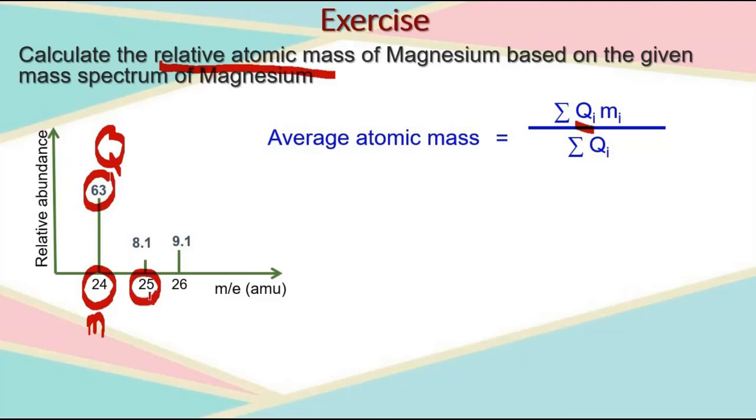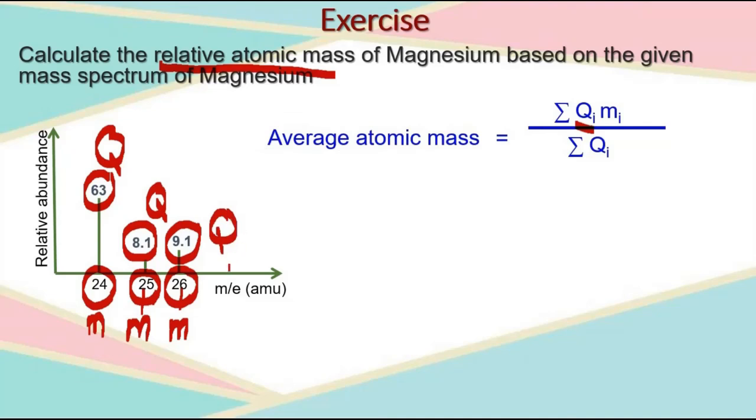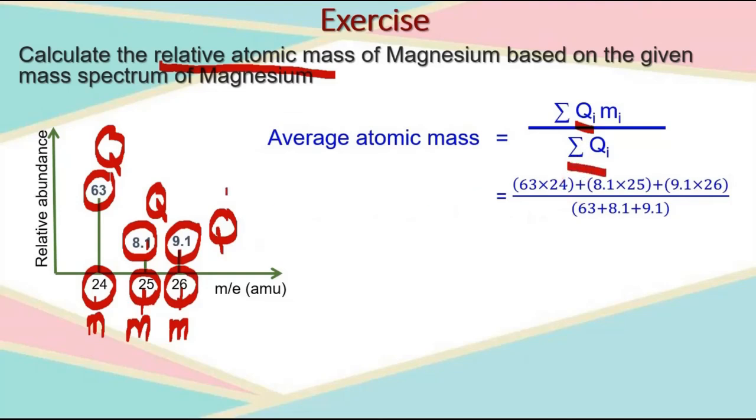For 25Mg, 25 is the M. 8.1 is the Q for the 25Mg. And for 26Mg, we have 26 as the M and its relative abundance Q equal to 9.1. So we can substitute the values. 63 times 24 plus 8.1 times 25 plus 9.1 times 26, divided by the summation of Qi, where the summation of Qi equals 63 plus 8.1 plus 9.1.